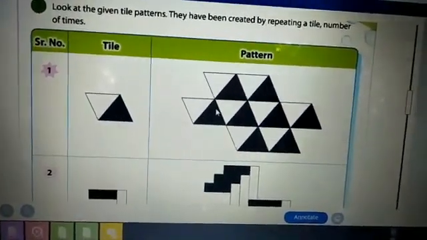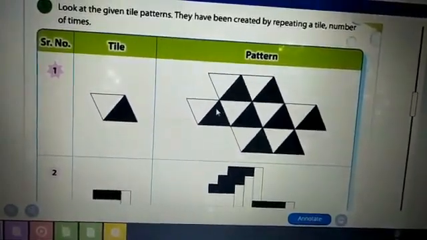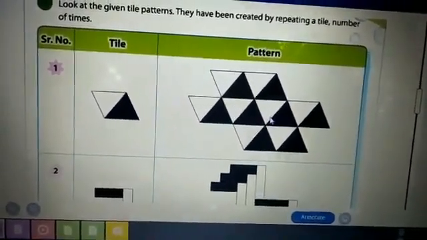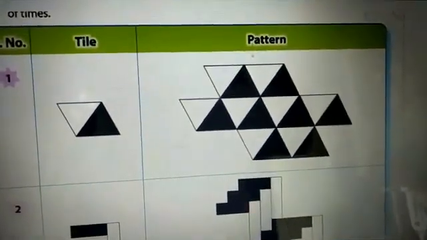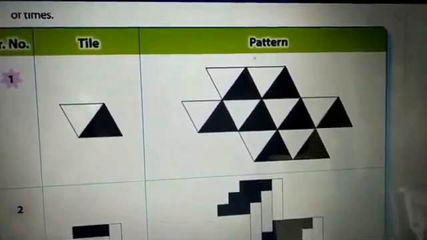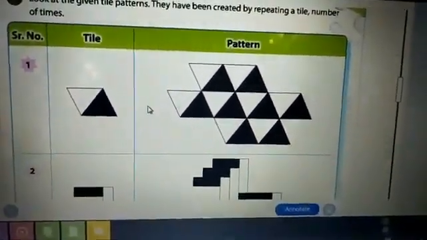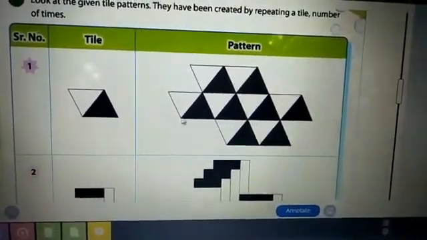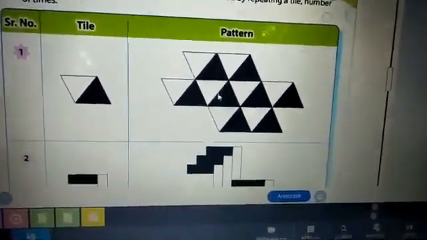How many times do we use this tile? 1, 2, 3, 4, 5, 6, 7, 8. So using 8 tiles, we make this pattern. That means we have to use the same tile only and make the new pattern.